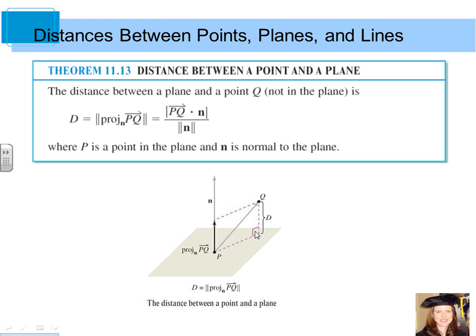This can further be simplified by taking the dot product of PQ, again P is any point in the plane and Q is the point not on the plane, with the normal vector, and you can find the components of the normal vector if you're given the equation of a plane. The dot product goes in the numerator, divided by the length of this normal vector. And of course, distance can only be positive. That's why we have our absolute value in the numerator.